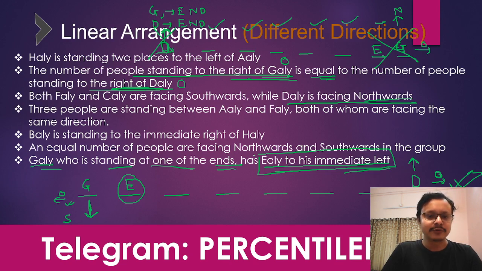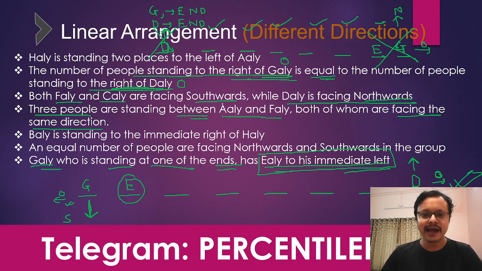What are the other clues that we have regarding any of the other people? Now, one of the things that is mentioned in the set is Fally and Cally are facing southwards. Also, what is mentioned is that Ally and Fally are both facing the same direction. Also, there are 3 people standing in between Ally and Fally.